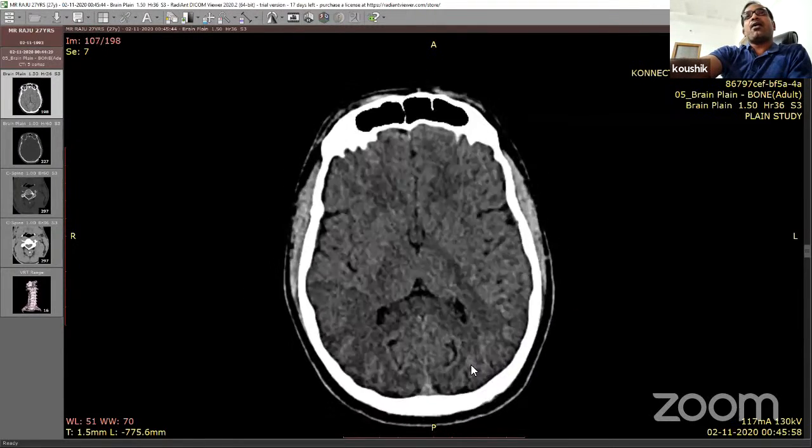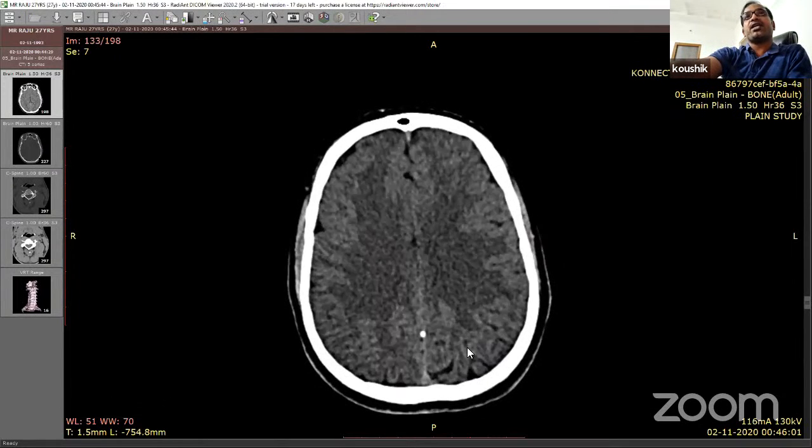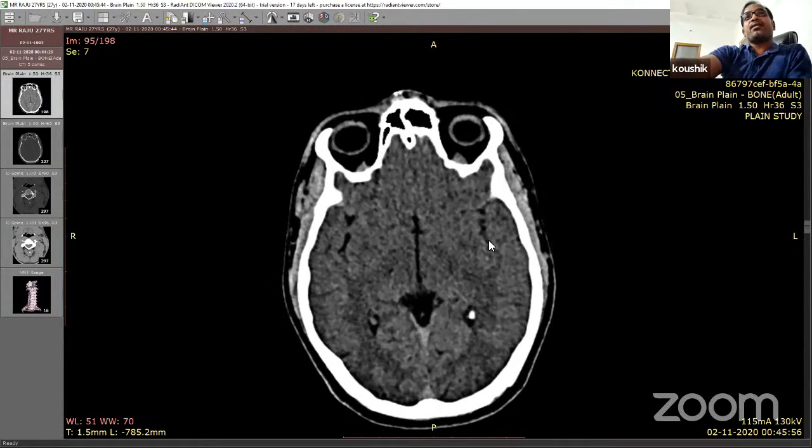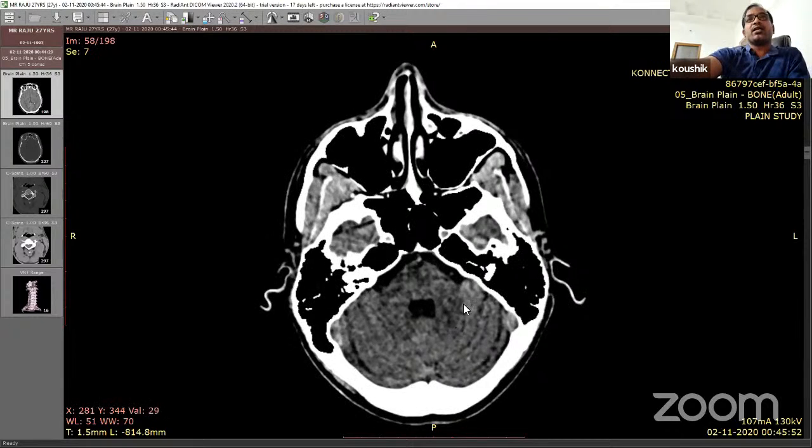Then we have falx calcification. This is the falx in the midline. This falx is also showing calcifications. Then we have dentate nucleus calcifications, which are in the cerebellum on either side here.